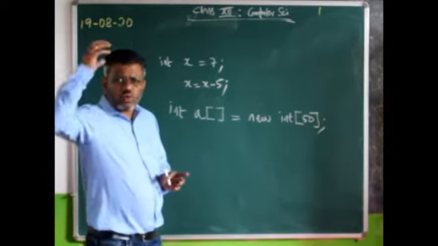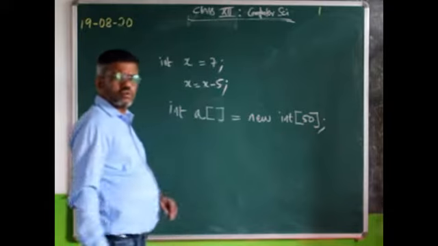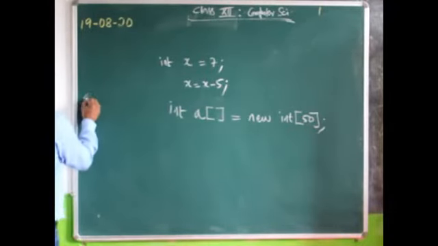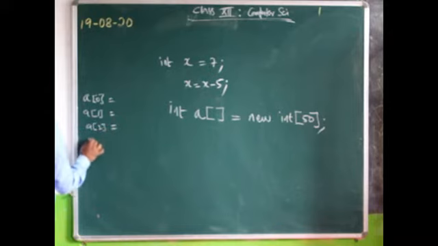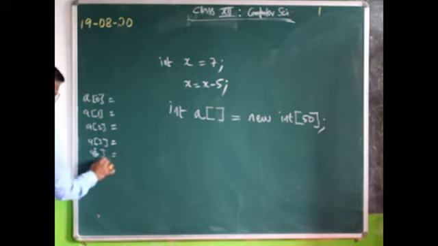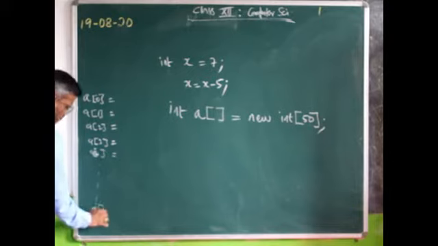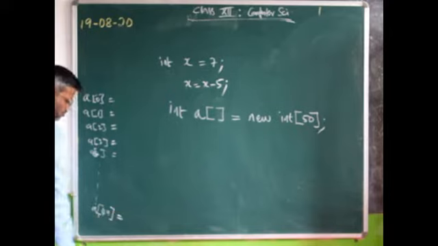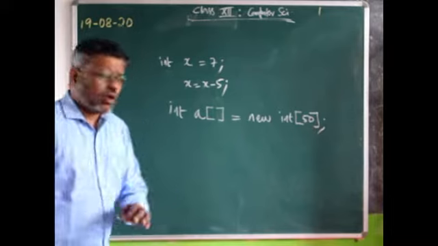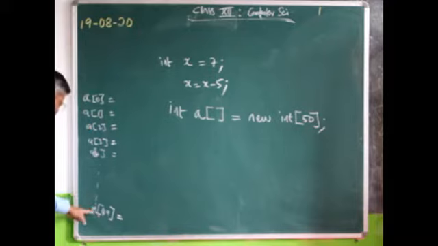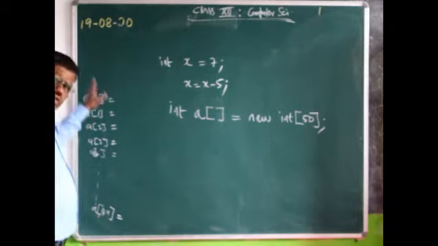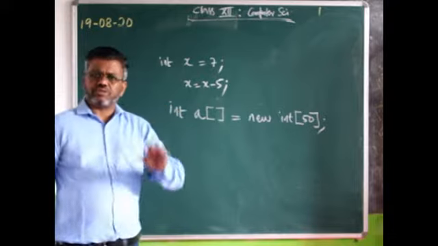In short, how does this memory management work? Let me show you. The variables are A of 0, A of 1, A of 2, A of 3, A of 4, up to A of 49. My dear boys and girls, an array always begins from 0. See, all of them are referenced as A, and all of them happen to be integer.